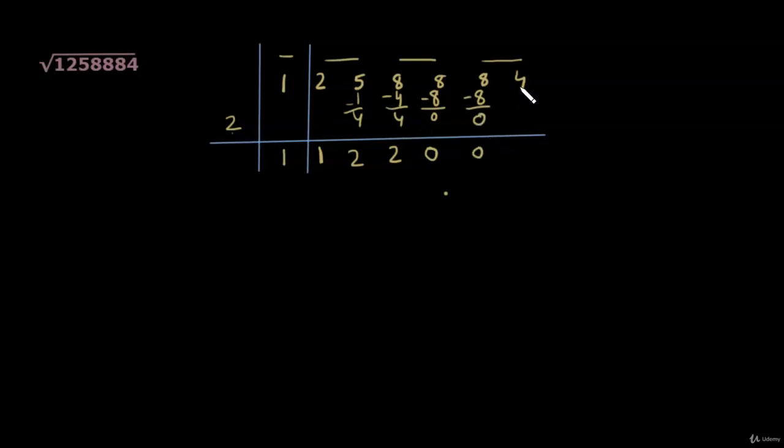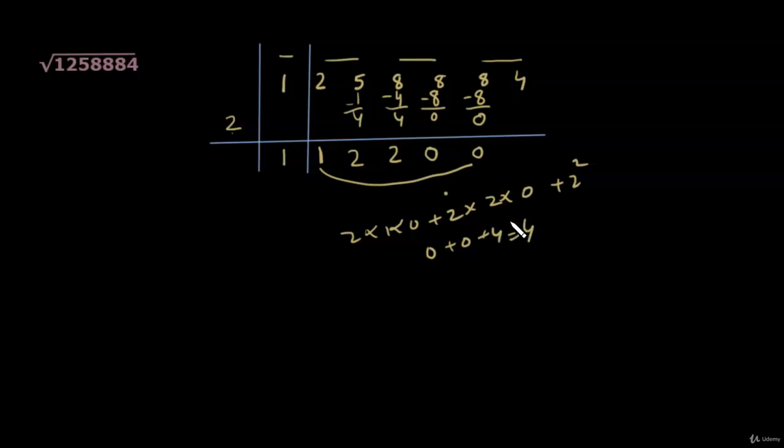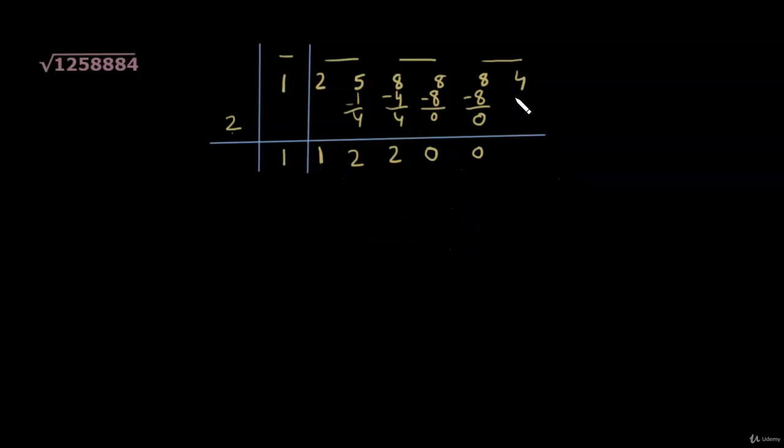And next dividend number is 4. From 4 we have to subtract duplex of this number. Duplex of this number is, that means 0 plus 0 plus 4, that is 4. So if we subtract 4 from here, again we get 0 and 2 can divide 0 0 times. Because there are 4 groups, so we will place decimal after 4 digits. So 1122 is the square root of this number.